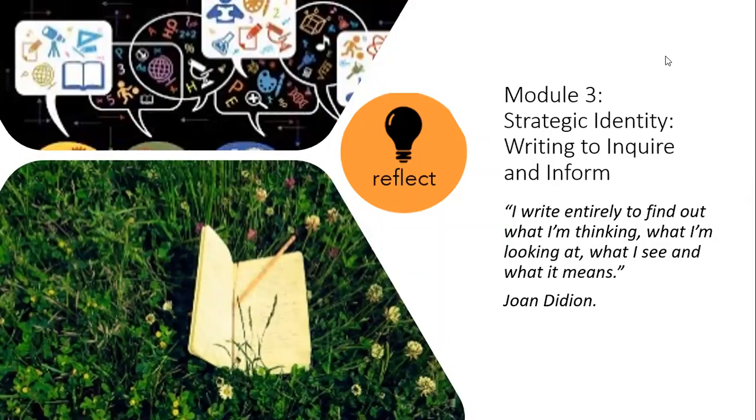In order to do that, I want to go back to this quote from Didion. And she wrote, "I write entirely to find out what I'm thinking, what I'm looking at, what I see, and what it means." Her point is, when you start out writing a personal essay, you don't already know what the conclusion is. With a college essay, that's largely true. You have a thesis and you just zoom right in because you've got to prove your point.